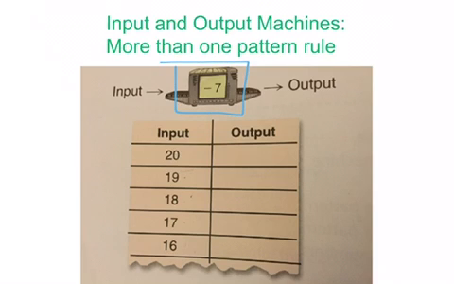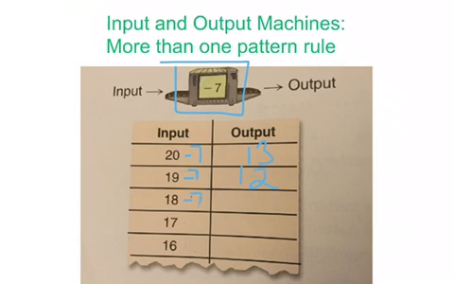If you remember how to complete input and output charts, we have a column on the left which is your input, then we have a column on the right which is your output. And going from the input to the output, you need to apply your rule, which in this case is -7. So if I start with an input of 20 and I take 7 away, then my output is going to be 13. If I have 19 and I take away 7, my output is going to be 12.